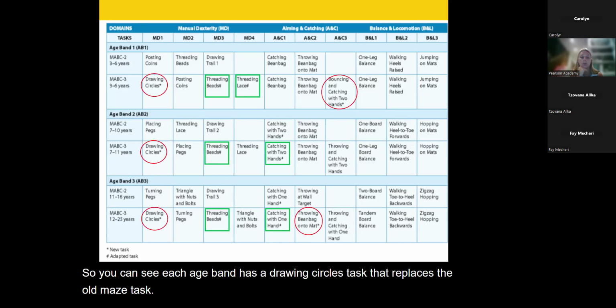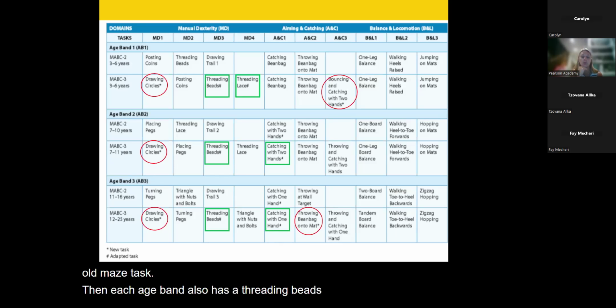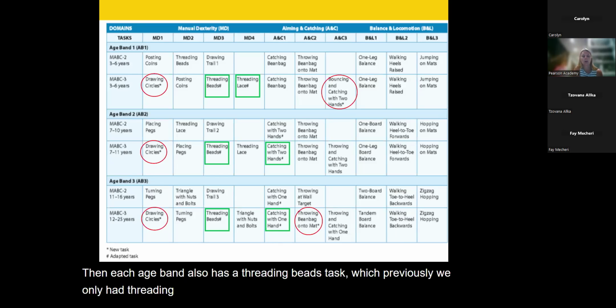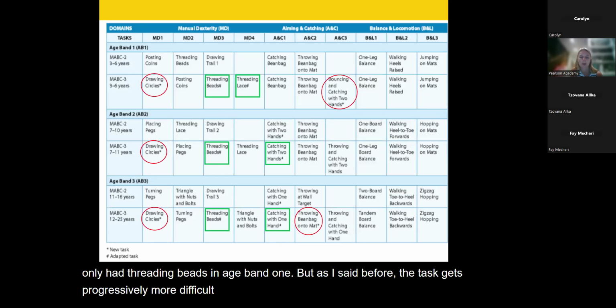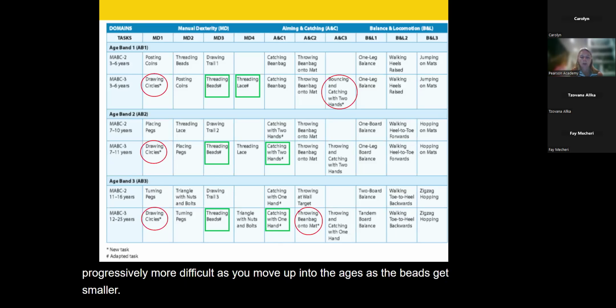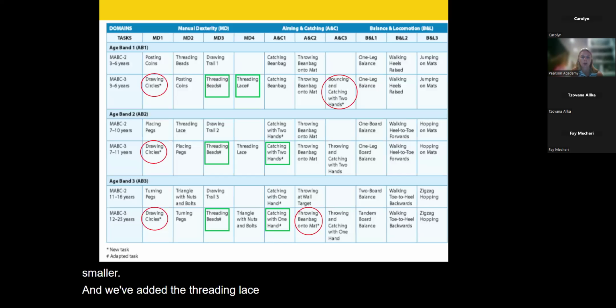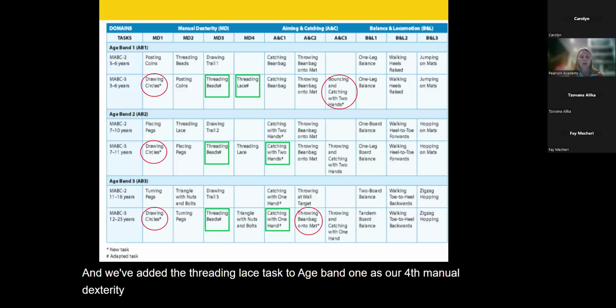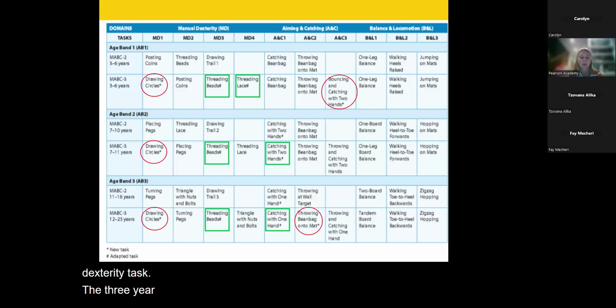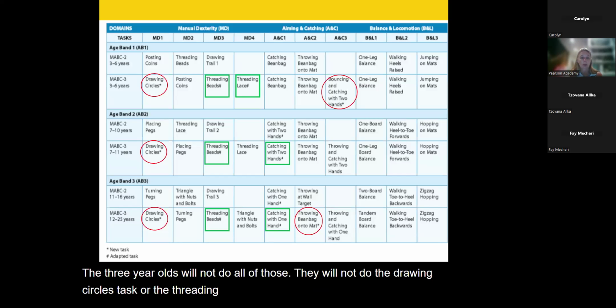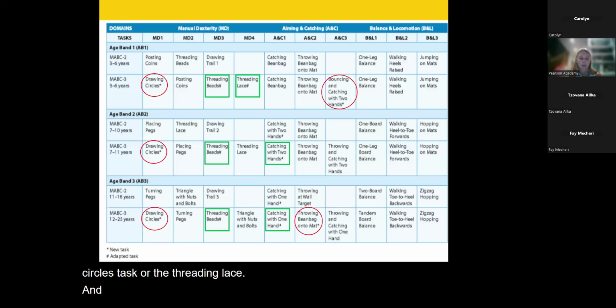So you can see each age band has a drawing circles task that replaces the old maze task. Then each age band also has a threading beads task, which previously we only had in age band 1. But as I said before, the task gets progressively more difficult as you move up into the ages, as the beads get smaller. And we've added the threading lace task to age band 1 as our 4th manual dexterity task. The 3-year-olds will not do all of those. They will not do the drawing circles task or the threading lace. And there is also one of the aiming and catching tasks that they won't do as well.